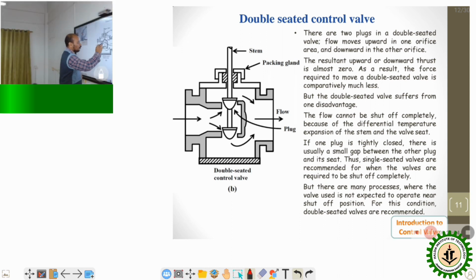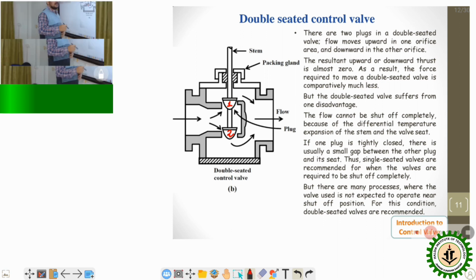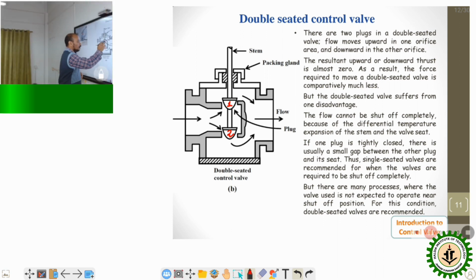there will be two plugs, plug 1 and plug 2, so there are two plugs in a double seated valve. Flow moves upward in one orifice area and downward in the other orifice. So here also you observe there will be two orifice areas. This is the orifice area 1 and this is the orifice area 2, and the resultant upward and downward thrust is almost the same. In the last case, the upward force was given by the liquid, but here, when the liquid comes into the control valve, it will be deviated in both directions, upward and downward.